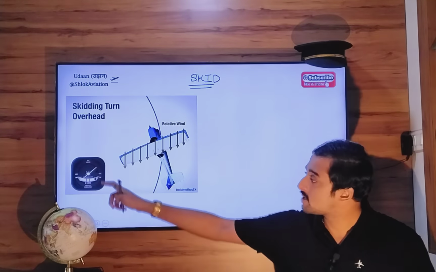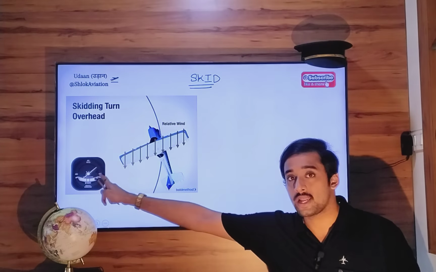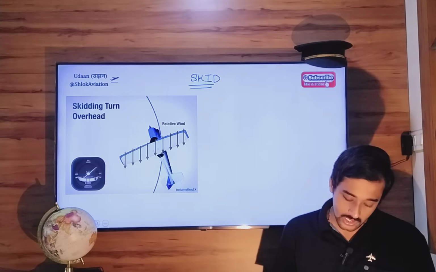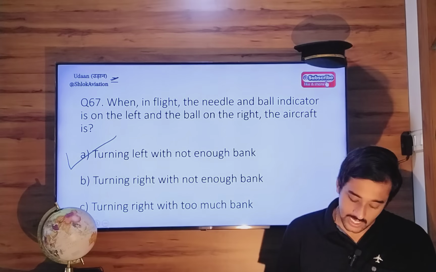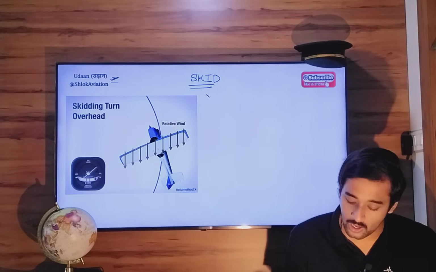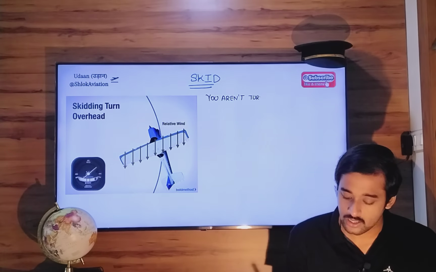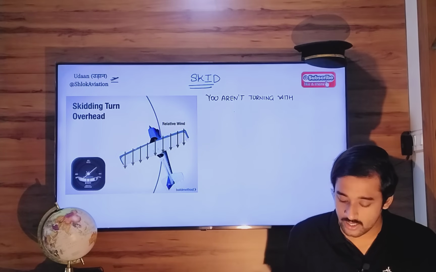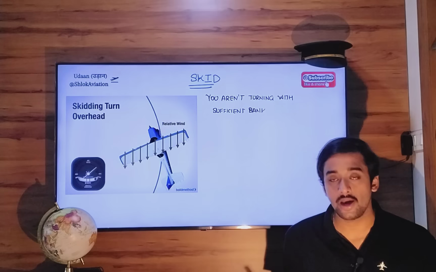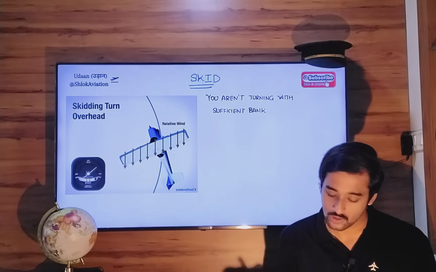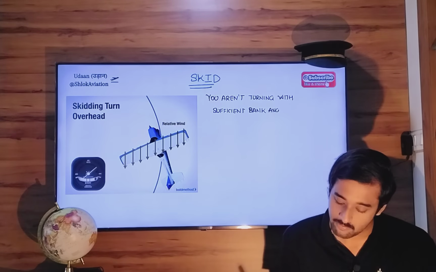Pay attention to the direction in which this aeroplane has turned. Left hand side. So you're turning left. And why does skidding happen? Skidding happens because you are not turning with sufficient bank angle. That means you are turning your aircraft with rudders only, not with ailerons. Okay, with sufficient bank angle.